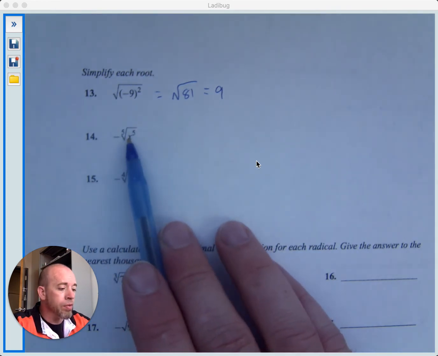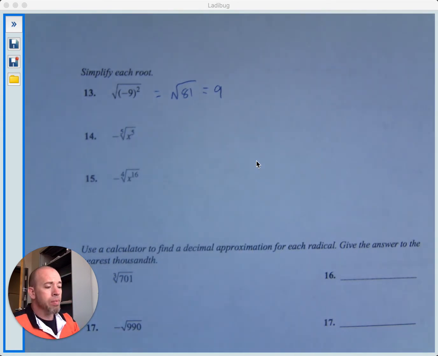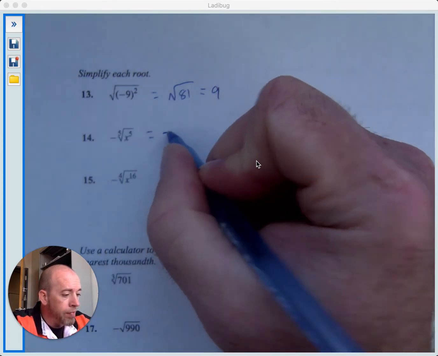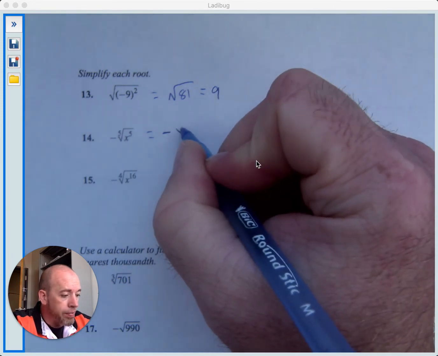We take the fifth root of x to the fifth. What do you think that's going to be? What can I multiply by itself 5 times to get x to the fifth? And hopefully, in your little minds, you're saying, I know I can take x to the fifth power to get x to the fifth. So this is just going to be the negative, which gets carried along. The fifth root of x to the fifth is just x.